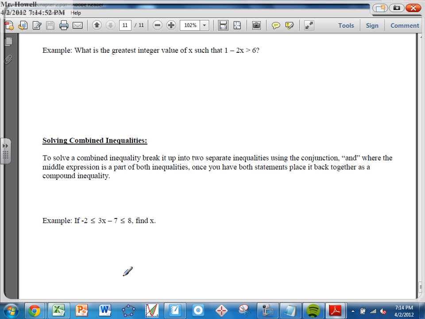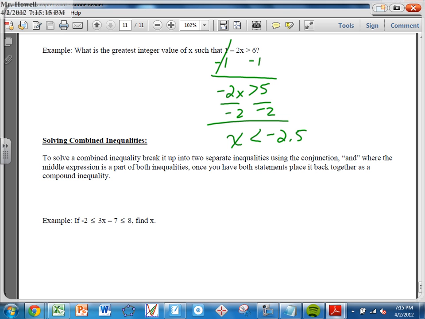First, I can move the 2x over and then move the 6 over, or I can move the 1 over. It doesn't matter. I'm going to start by subtracting 1, subtracting 1. I'm left with negative 2x, because the 1's cancel, is greater than 5. I need to divide by negative 2, which indicates that I have to flip the sign because I'm dividing by a negative. I get x, now instead of greater than, is less than, and 5 over negative 2 is negative 2.5. So my answer is really x is less than negative 2.5.